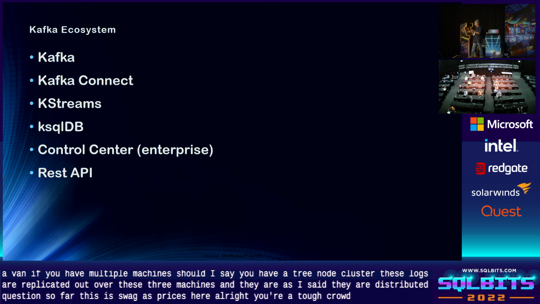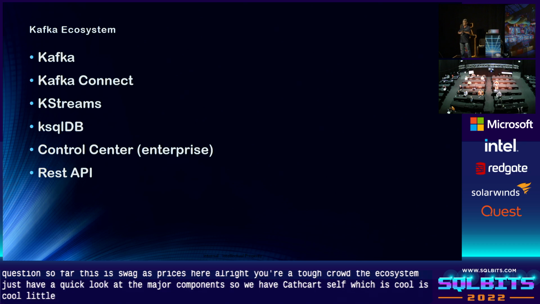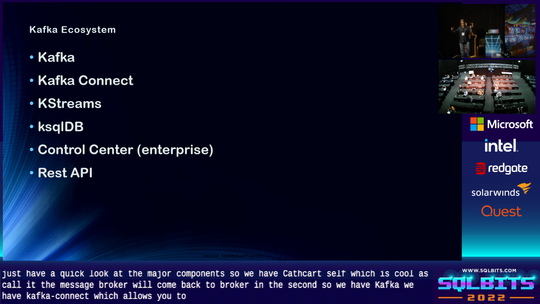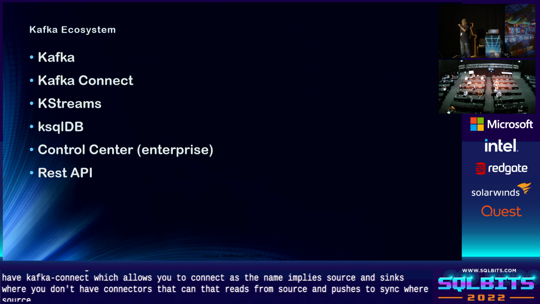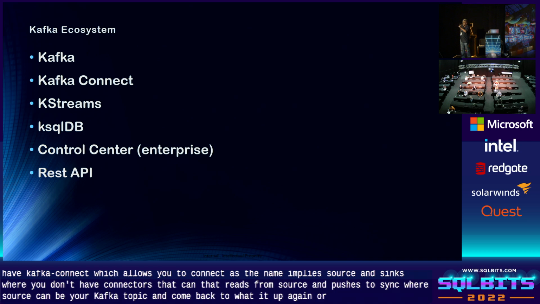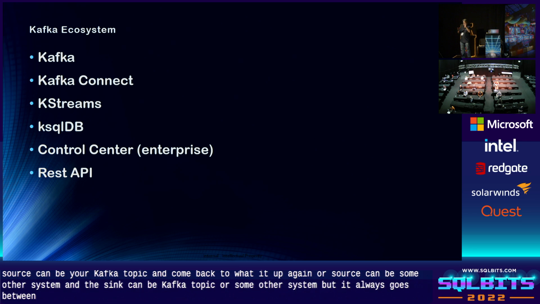So the ecosystem, just have a quick look at the major components. So we have Kafka itself, which is cool. Let's call it the message broker. We'll come back to broker in a second. We have Kafka Connect, which allows you to connect, as the name implies, sources and sinks, where you have connectors that read from a source and push to a sink, where the source can be a Kafka topic. We'll come back to what a topic is. Or the source can be some other system. And the sink can be a Kafka topic or some other system. But it always goes between a system and Kafka, or Kafka and a system. Does that make sense?